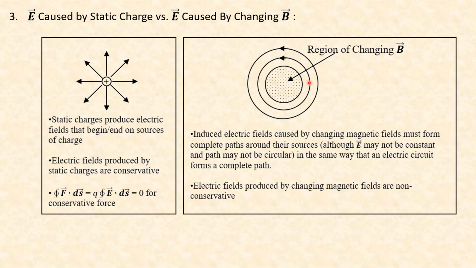Now, when I say encircle, you'll notice here in this diagram, I'm showing you circular electric field lines. Although in general, that electric field may not be constant and it may not actually be circular, those electric field lines must form closed continuous paths, whether circular or not, around the region where the magnetic field is changing. These induced electric fields that encircle their sources are not conservative like the electric fields that are produced by static electric charges.